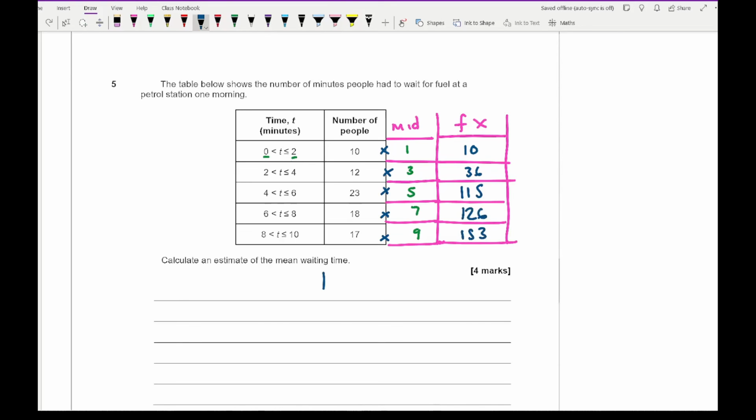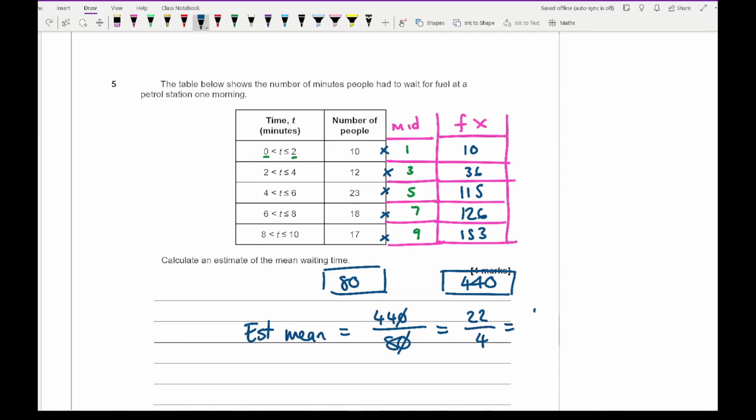Then what I need to do is work out the total frequency and the total FX value. If I add up that second column, I've got 10 plus 12 plus 23 plus 18 plus 17. That gives me an answer of 80. And if I add up my total FX value, I get 440. So here the estimated mean value is going to be 440 divided by 80. If I work that out on my calculator, I get 11 over 2. Even if I didn't have a calculator, I could just write 44 over 8, which is 22 over 4, which is 11 over 2, which is 5.5.